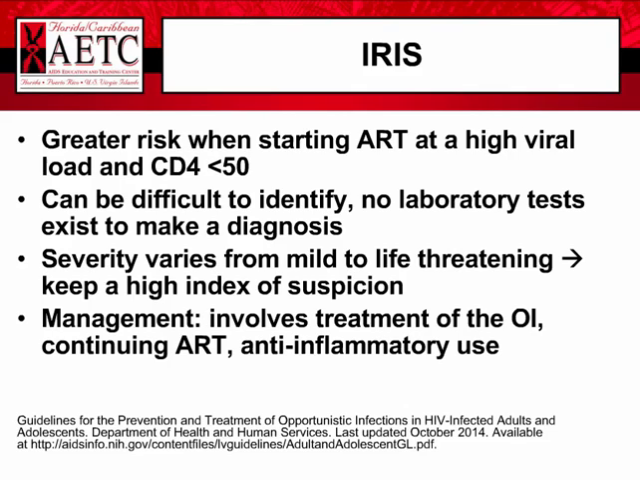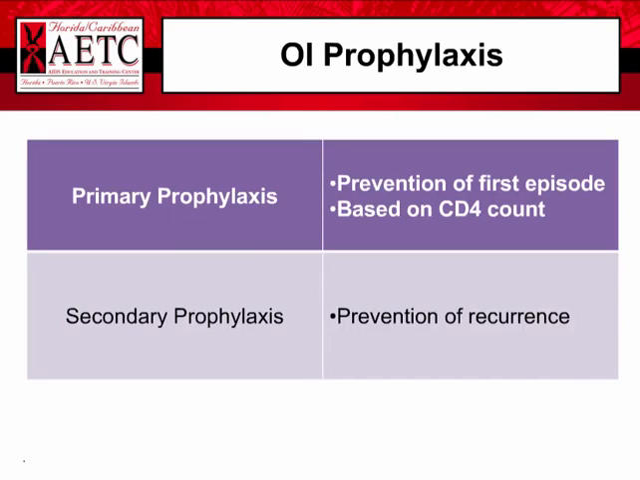The management of IRIS typically involves treatment of the OI, as well as continuing ART therapy, and sometimes anti-inflammatory use is also considered. Prophylaxis for these opportunistic infections can be primary or secondary. It's important to know the difference between the two before we get into them. So primary prophylaxis is basically prevention of the first episode of an infection, and when we stop and start it is based on the CD4 count.